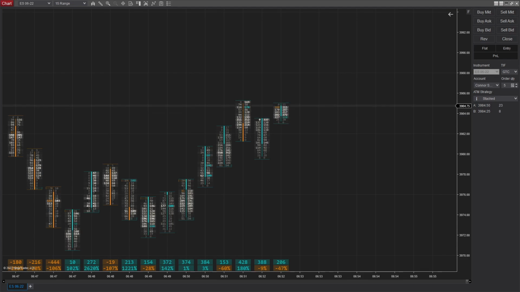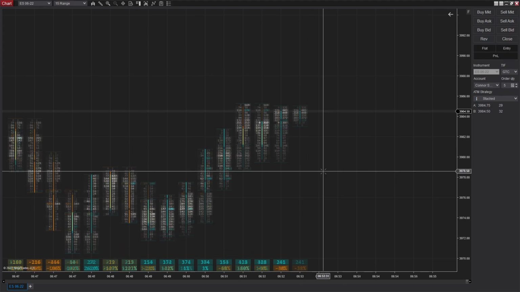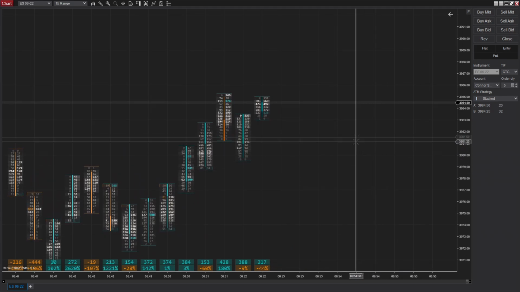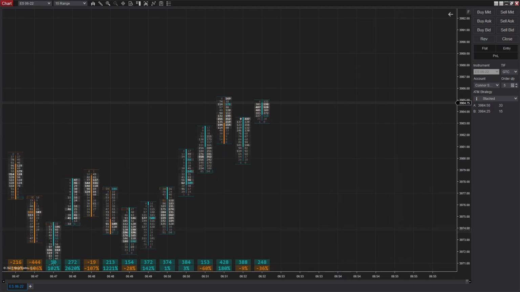Today we're going to be trading a simple stacked imbalance strategy with the Analytica Chart 3. The only thing we're going to be looking for when entering are stacked imbalances, but we are going to consider other aspects of order flow on whether or not we should enter that trade.